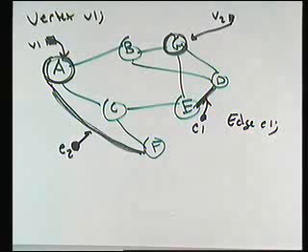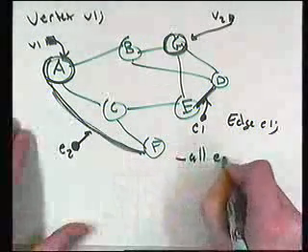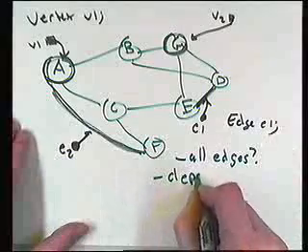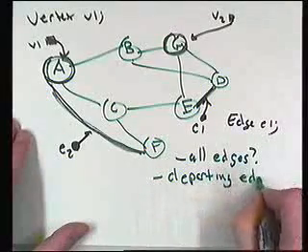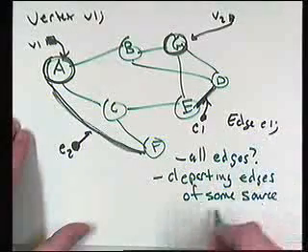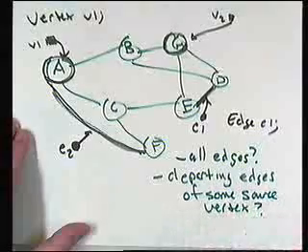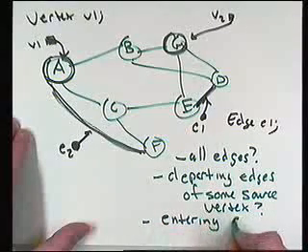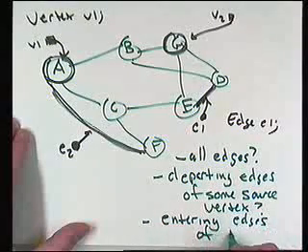Here, there may be a number of things we want to traverse over, especially with edges. Say I have an edge. As I move from edge to edge to edge to edge, am I trying to traverse over the list of all edges? Or am I trying to traverse over the list of departing edges of some source vertex? Or am I trying to traverse over the entering edges of some target vertex?